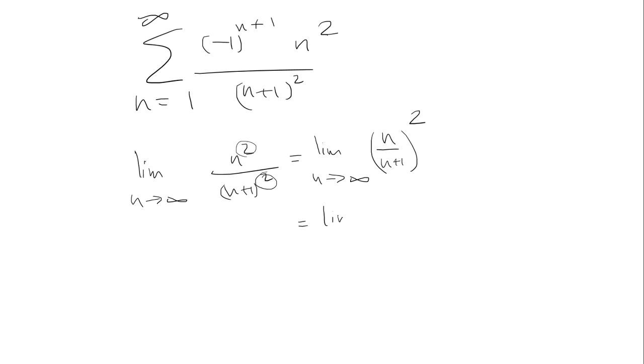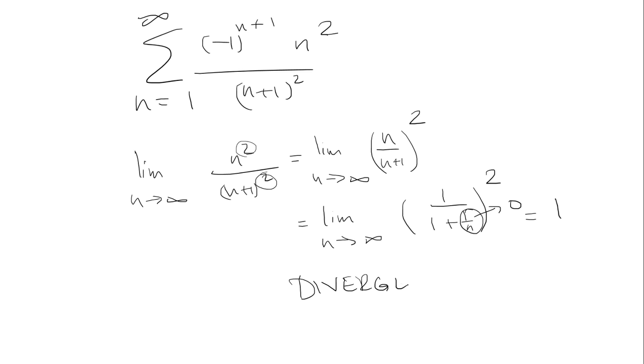And then I can divide the inside by n. So everything will be divided by n. So it will give us 1 over 1 plus 1 over n. The 1 over n is going to go to 0. And so you really have 1 squared, which is 1. The limit does not go to 0. Therefore, by the nth term test, this diverges.